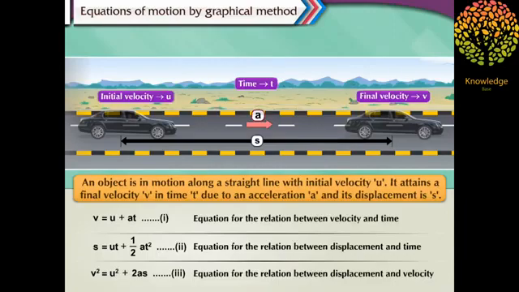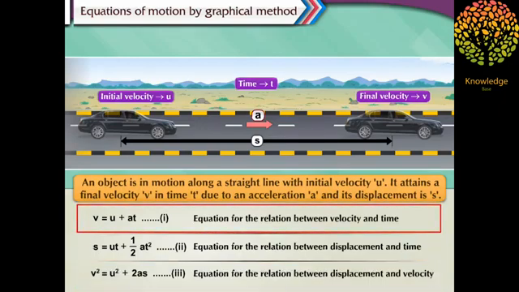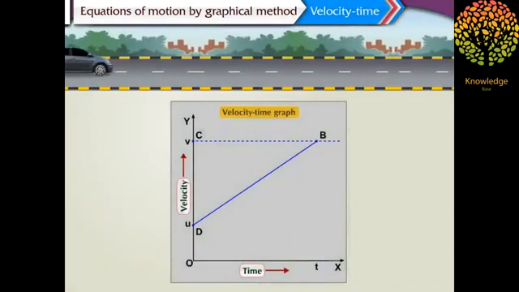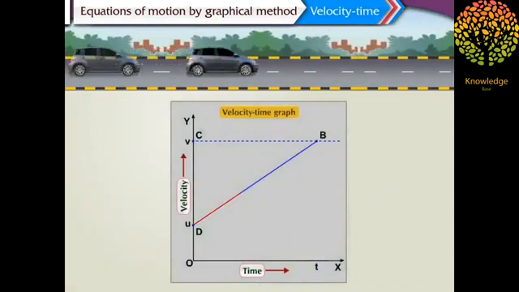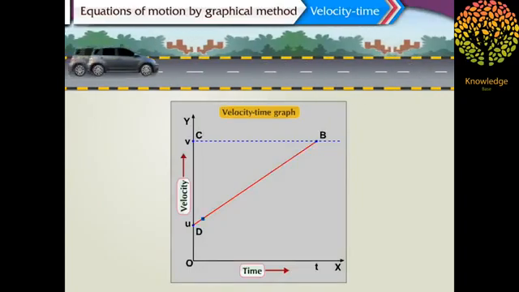Come, let us now try to obtain these equations by the graphical method. First, let us study the equation describing the relation between velocity and time. Equation for velocity-time relation. Here, the change in velocity with time of a uniformly accelerated object is shown by a velocity-time graph. The object starts moving from the point D shown in the graph. Its velocity keeps increasing and after time t, it reaches point B on the graph.